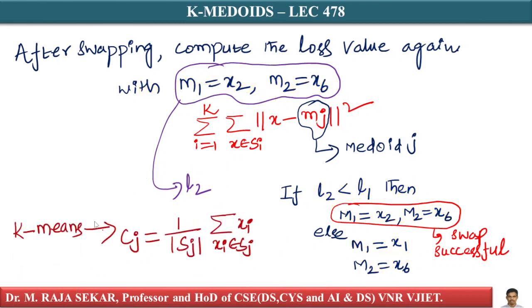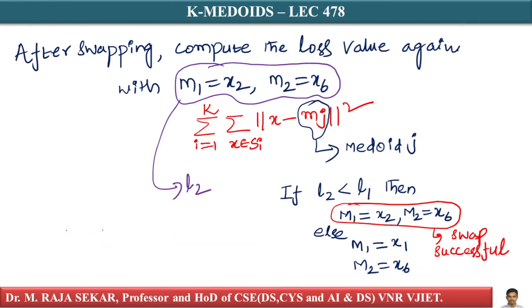Lots of swaps are possible, isn't it? I will redo this assignment depending on whether the swap is successful. When do I say the swap is successful? When the loss value is less. If L2 is less than L1, the swap is successful. Once the swap is successful, you go back and reassign the points to the appropriate cluster. That is step 2.